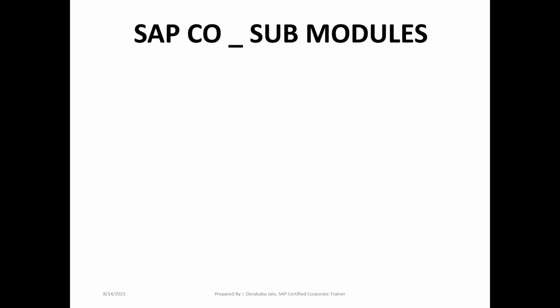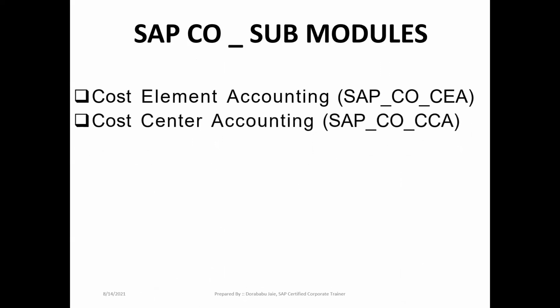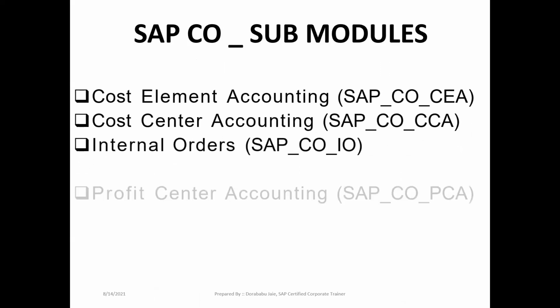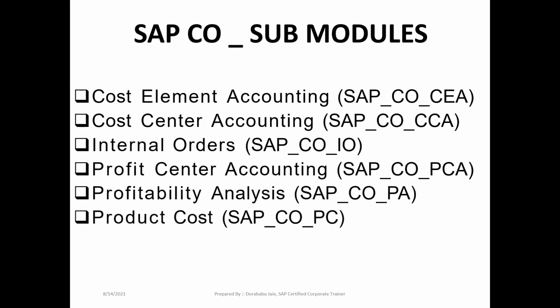Continuation. In case I want to get SAP CO reports, that is internal reports. If I want to get the internal reports at our SAP CO level, then what do we have to do? We need to concentrate on SAP CO submodules. In our SAP CO, we have a total of 6 submodules. First is cost element accounting, then cost center accounting, internal orders, profit center accounting, profitability analysis, and product cost. On all these areas we need to concentrate, then only we will get SAP CO reports. All right, and the continuation.